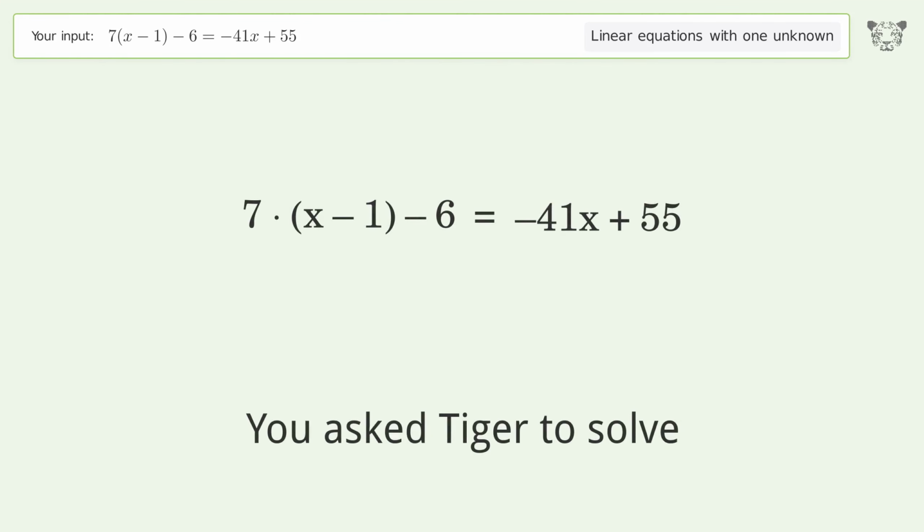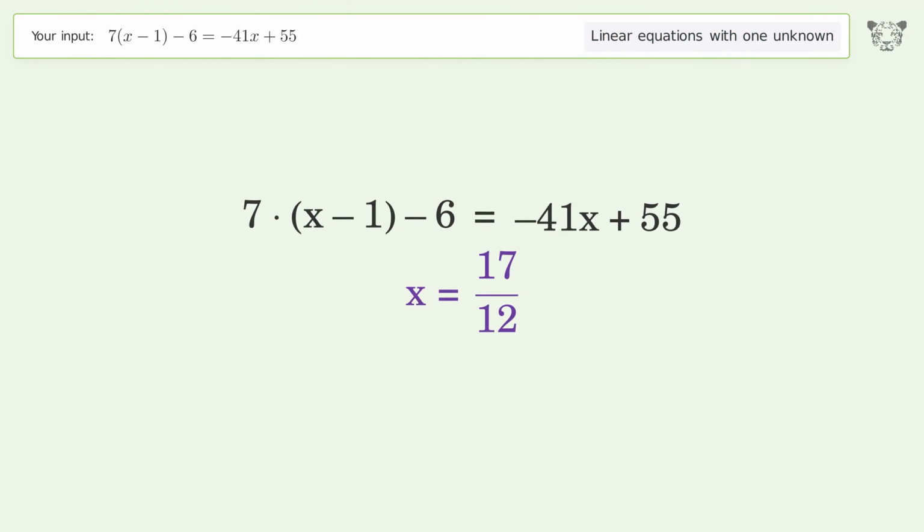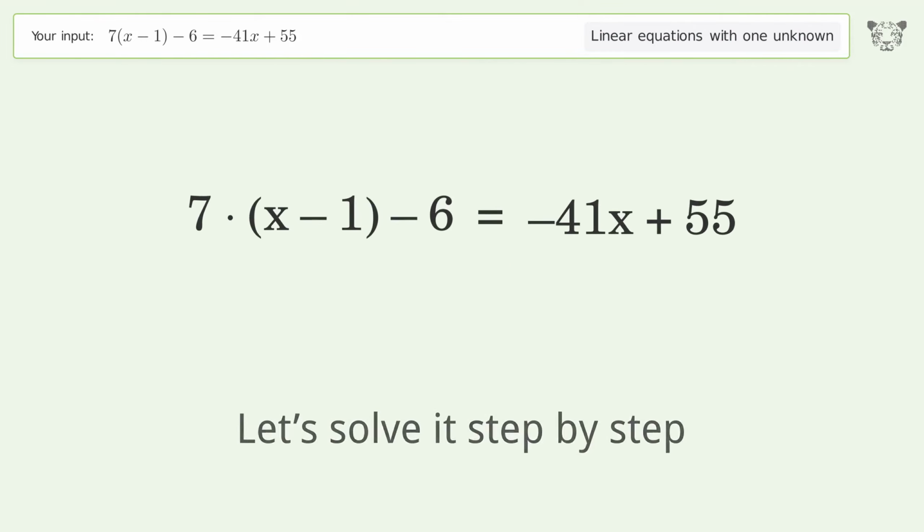You ask Tiger to solve this. This deals with linear equations with one unknown. The final result is x equals 17/12. Let's solve it step by step.